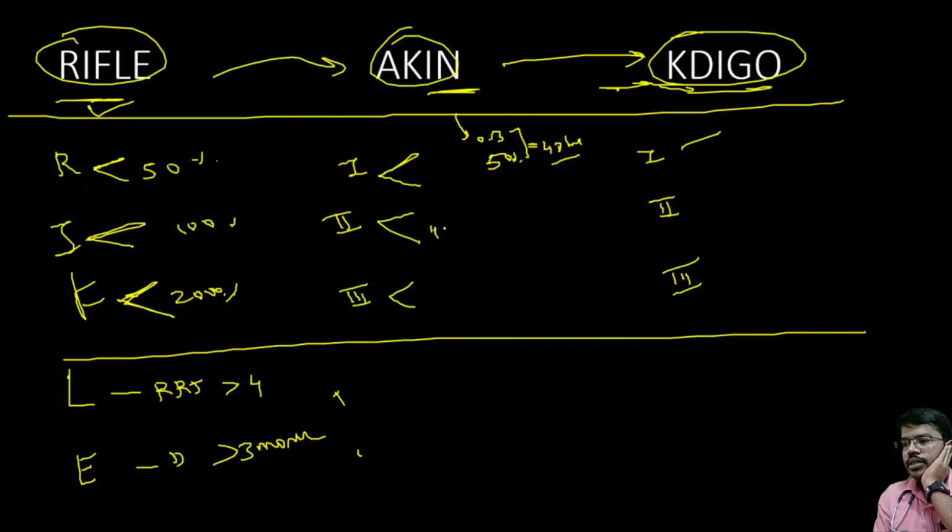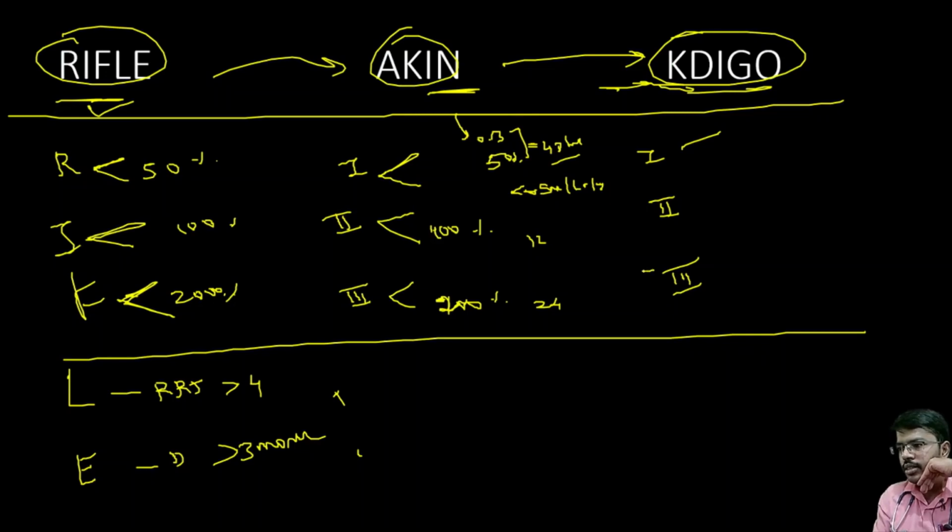Next, stage 2 is a 100% rise in creatinine from the baseline, or a 200% rise in creatinine from the baseline, or urine output less than 0.5 ml per hour per kg for 6 hours, for 12 hours, for 24 hours. Here also almost everything is the same.